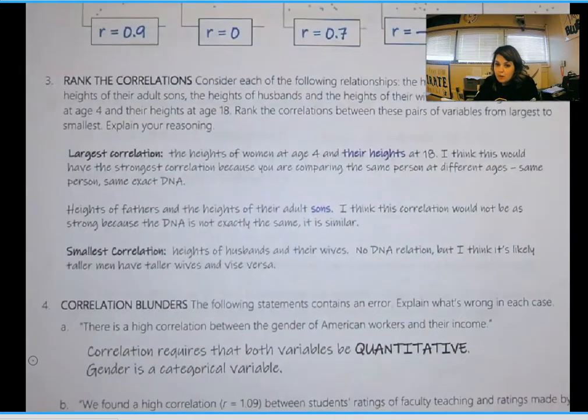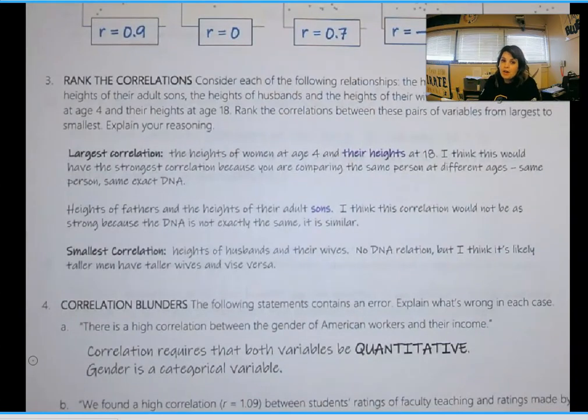And I personally think that the reason this would have the strongest correlation is because you are comparing the same person at different ages. So same person means same DNA. So for me, it would make sense that those would be highly correlated.